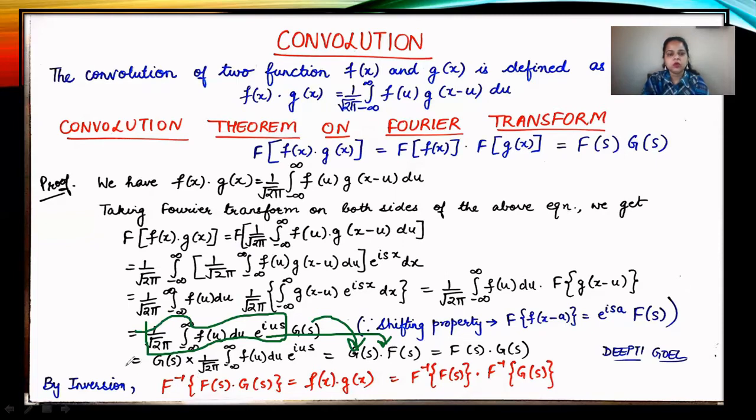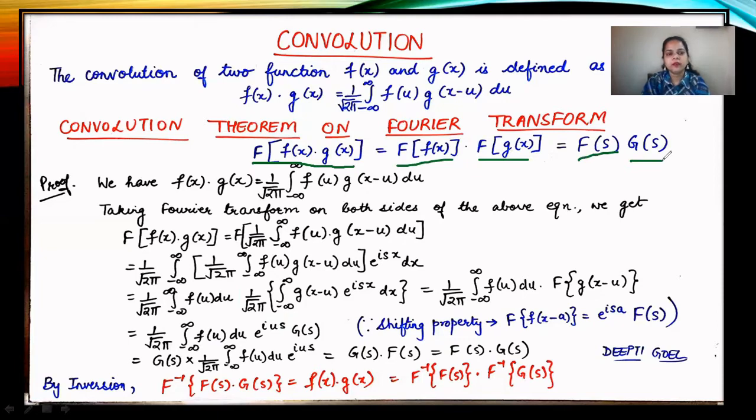equation. So what we find here is that our Fourier transform of f of x into g of x is nothing but the multiplication of the individual Fourier transforms of the functions. So we have this, that F of f(x) into g(x) is equal to F of f(x) into F of g(x), which is equal to f of s into g of s.